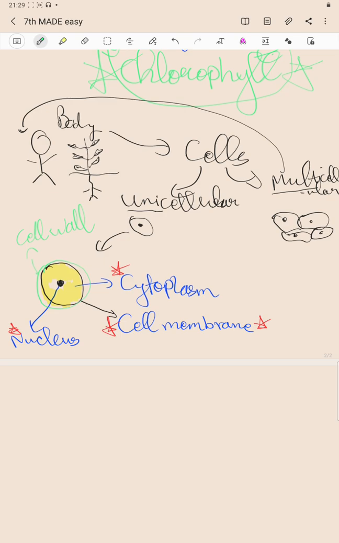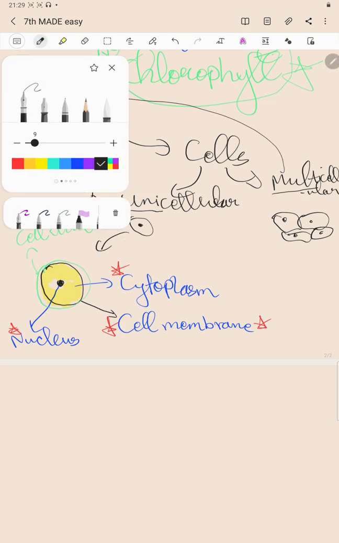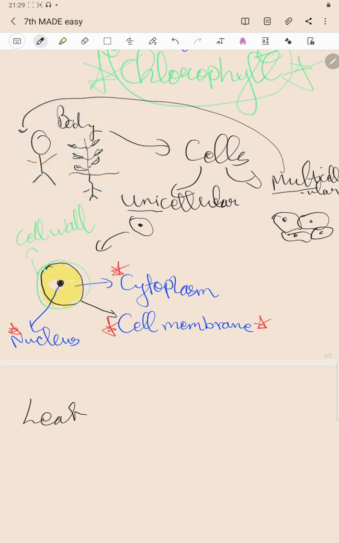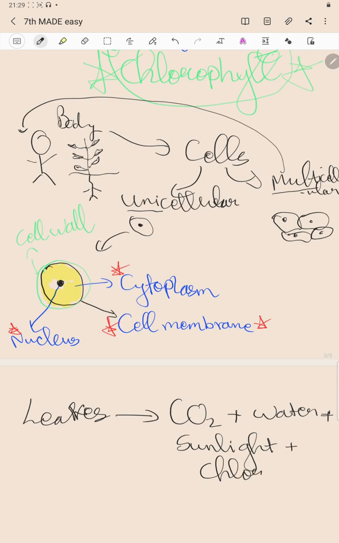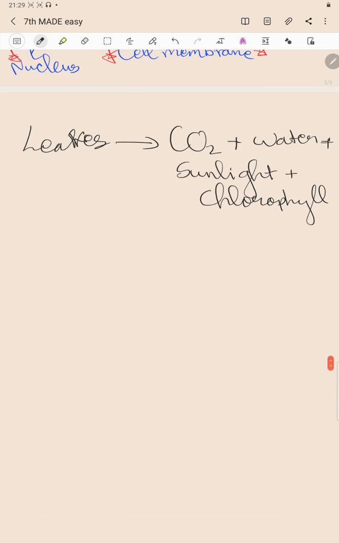Now what does the textbook say? Leaves are the main region from where plants synthesize their food. So a leaf requires carbon dioxide plus water plus sunlight plus chlorophyll. Only if these four things are present in a leaf, or if a leaf gets all these four things, can they prepare carbohydrates. You get that, guys?